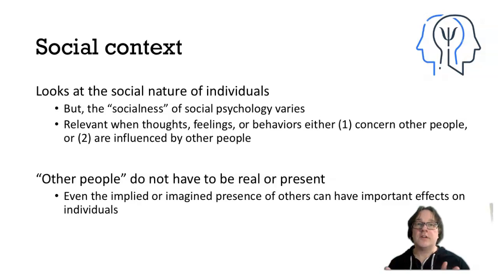Okay, finally, social context, right? So when we speak about the social context, again, we're interested in how humans are behaving amongst other humans, essentially. Now, the socialness of, say, social psychology can vary at times, right? Sometimes we're looking at direct group processes, meaning we're literally looking at how people are influencing each other one-on-one when they're in the same room.